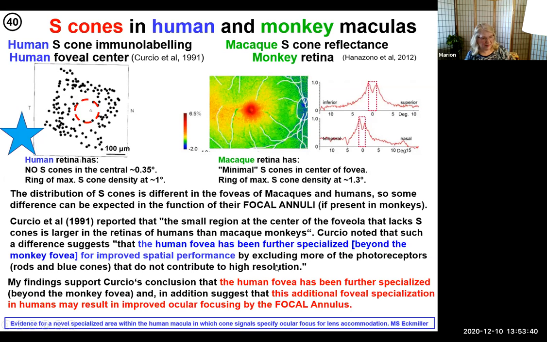I would totally agree with her, and I would say that is one of the factors that can make the focal annulus more perfected. In other words, my findings support Curcio's conclusion that the human fovea has been further specialized beyond the monkey fovea. And in addition, my findings suggest that this additional foveal specialization in humans may result in improved ocular focusing by the focal annulus.